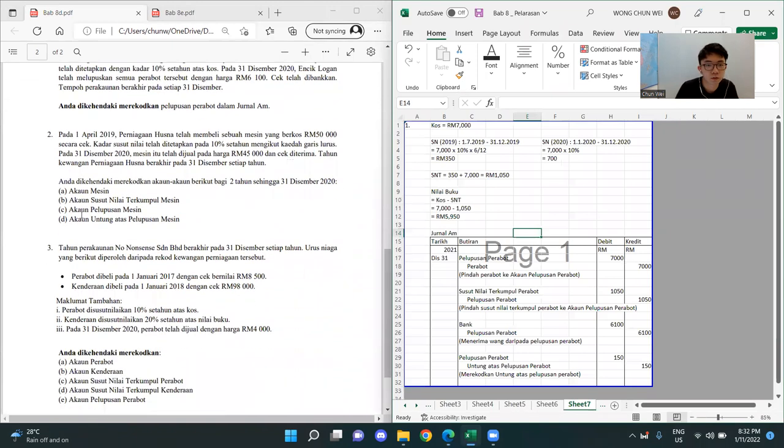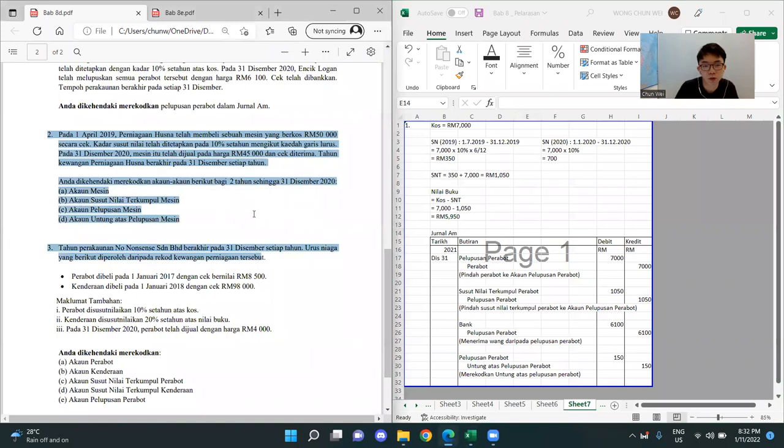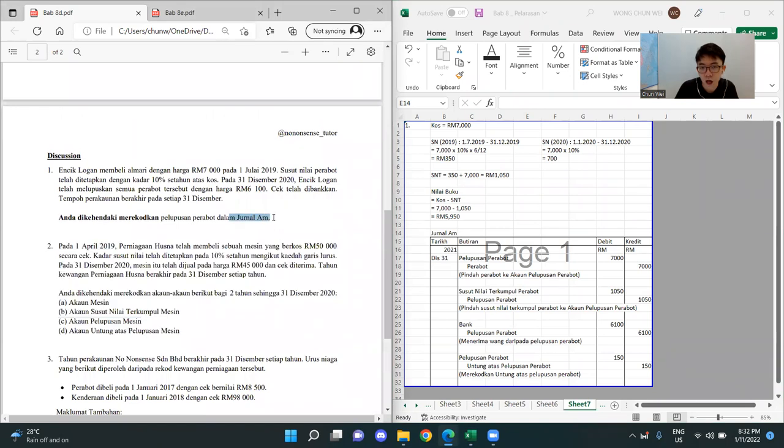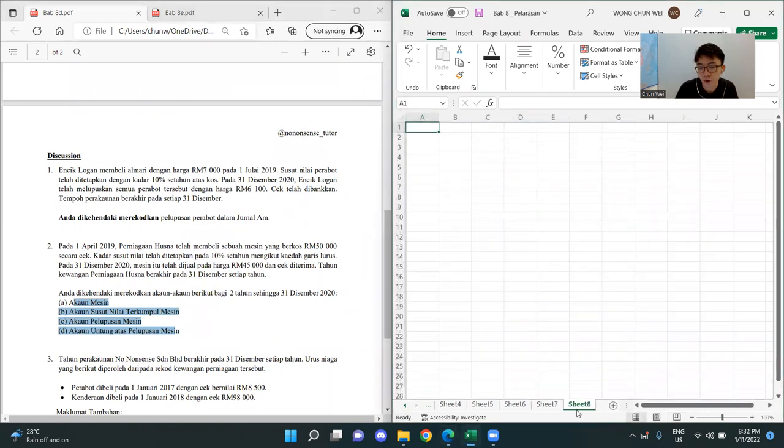All right, so now we will be discussing question 2. Question 2 is no longer a journal entry. As you can see, we have to do an account, meaning a ledger. We have to do ledgers in this question. So take out your buku nota or your text pad, and let's do question 2 together.